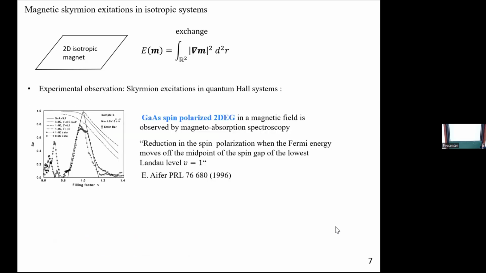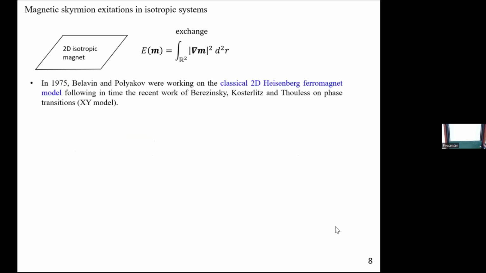So these things actually exist. In particular, there have been a lot of studies in quantum Hall systems in the 90s, and they indirectly measured their presence in spin polarized 2D electron gas. And there is a signature of their presence by a decrease of the spin polarization near the Landau level.